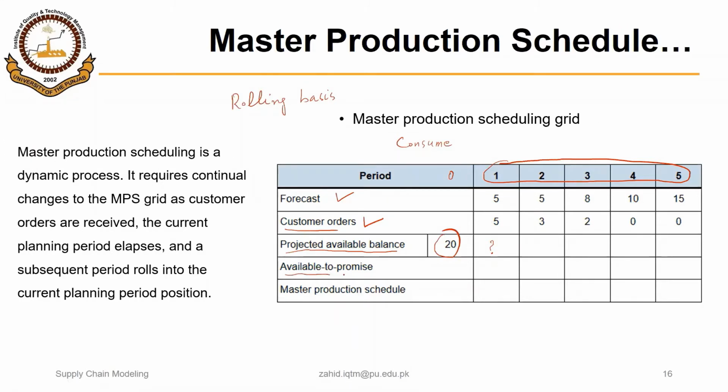Then we have available to promise. We will discuss this point in one of the following segments. This is the inventory or capacity that we can commit. So this is the inventory or capacity that we have available after meeting the customer orders that are there in the MPS at the moment. We will discuss the formula and details of ATP in one of the following segments. And the actual output of course, of master production scheduling is the master production schedule.